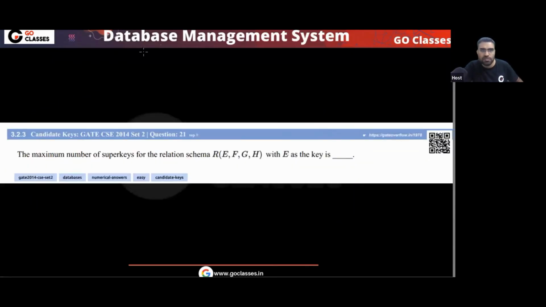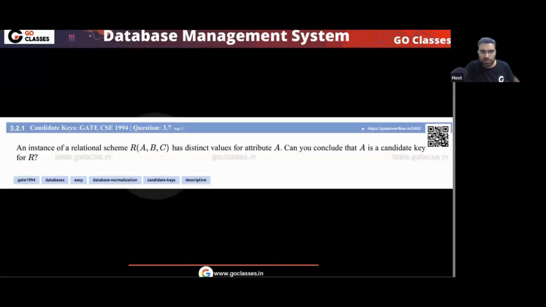Can you solve this question? Let me give you this question as homework. Here you can notice E is a key. Key means candidate key. The question is asking what is the maximum number of super keys? This is a very simple question. Answer will be 8. Yes or no? Answer will be 8. Okay, let's move on.